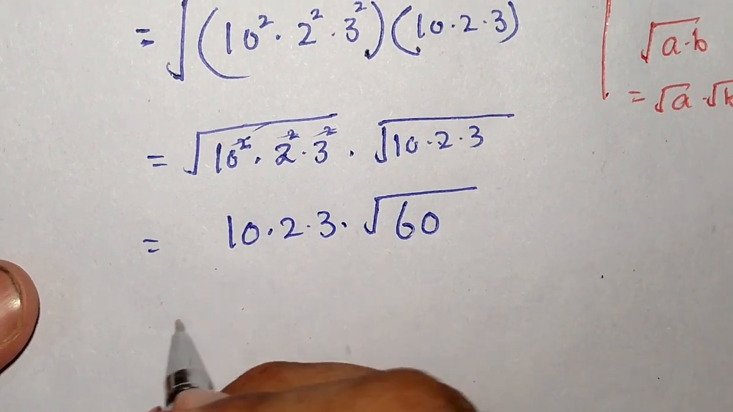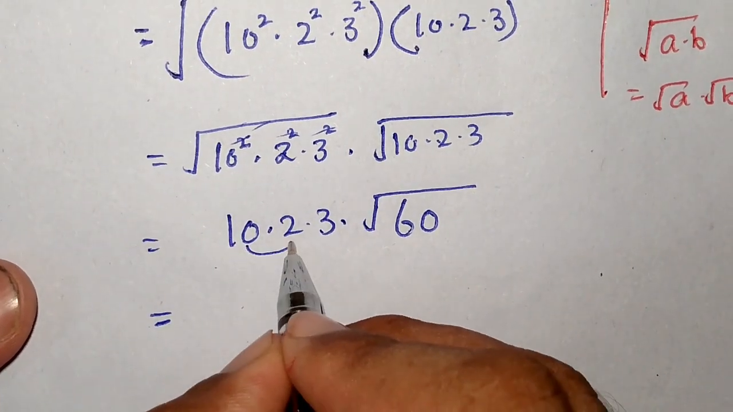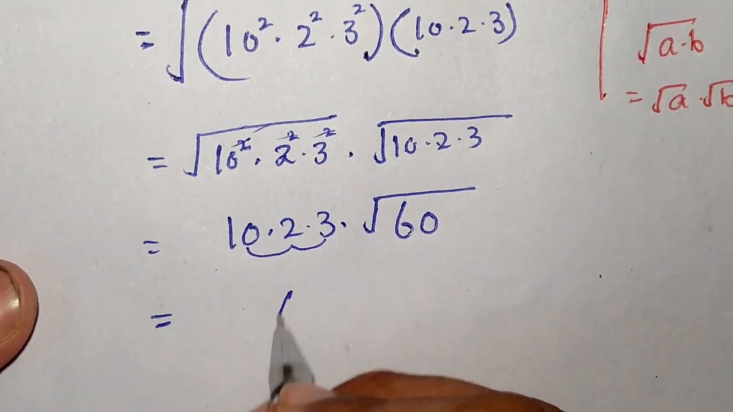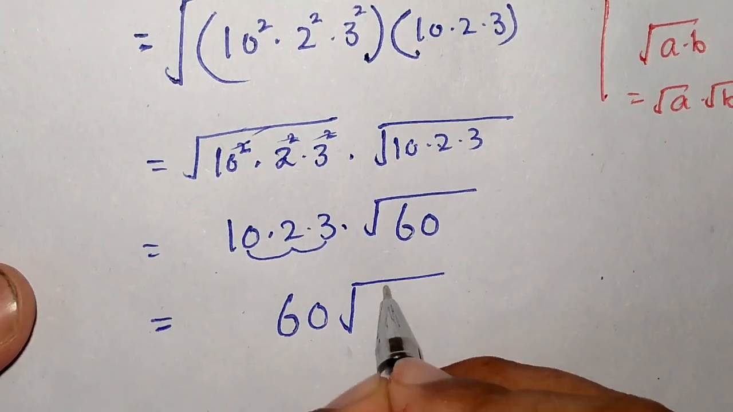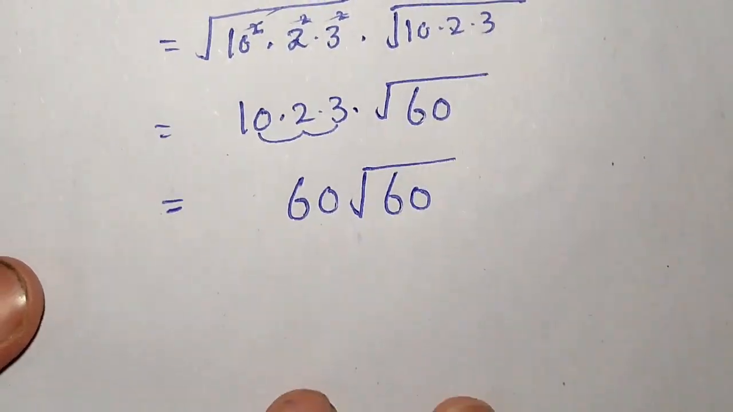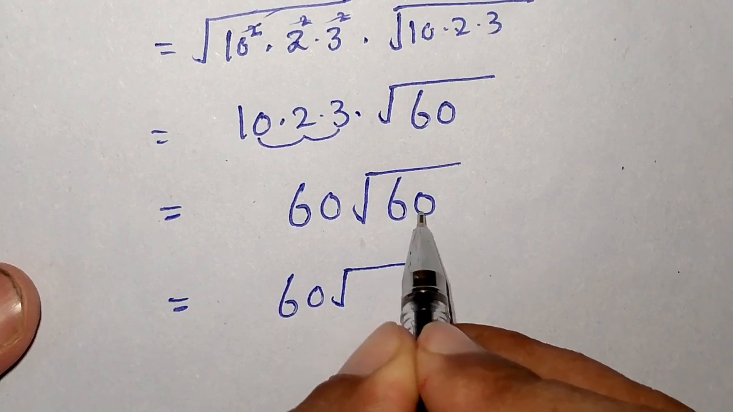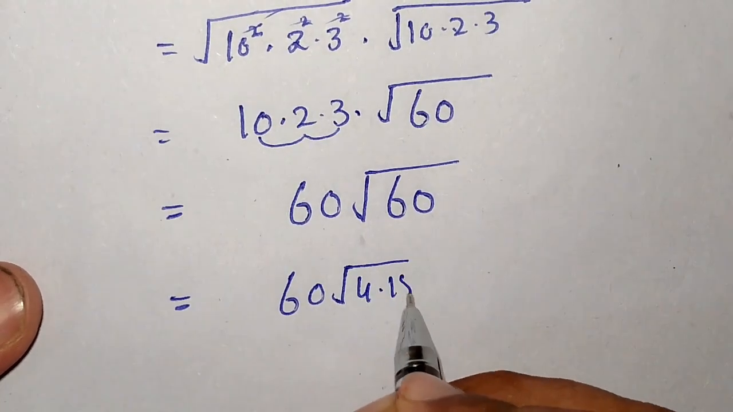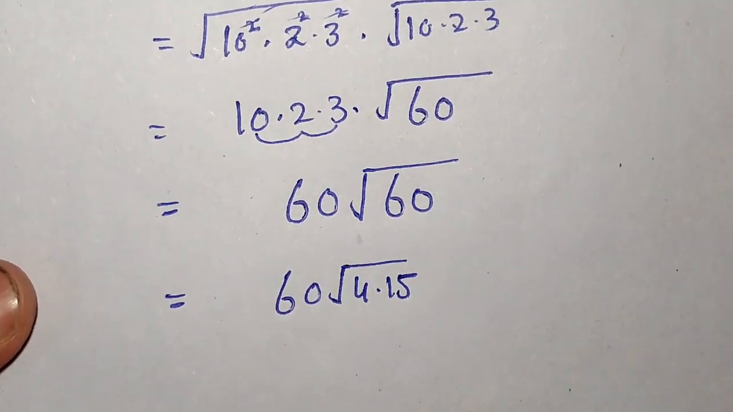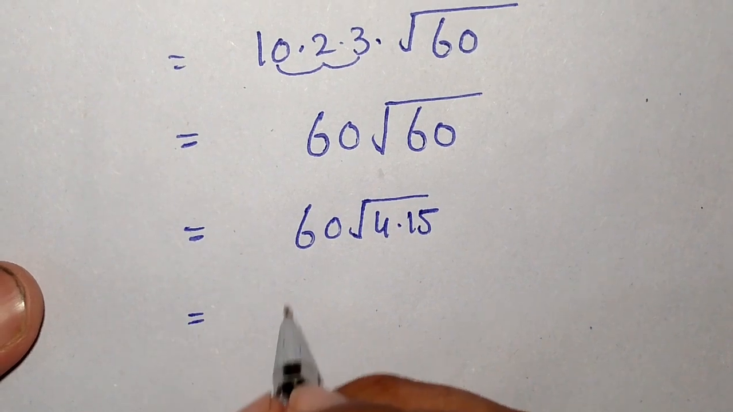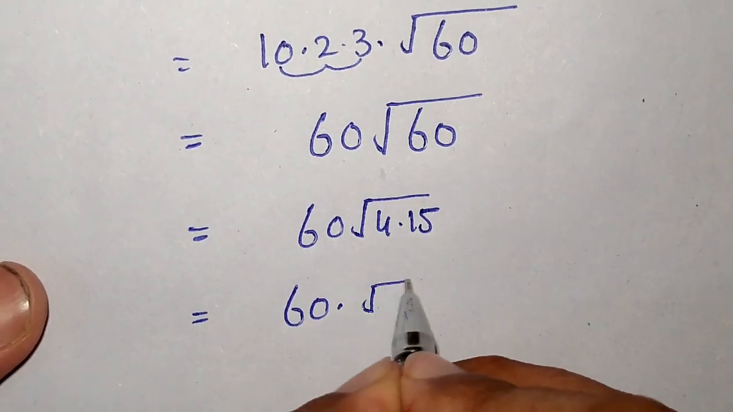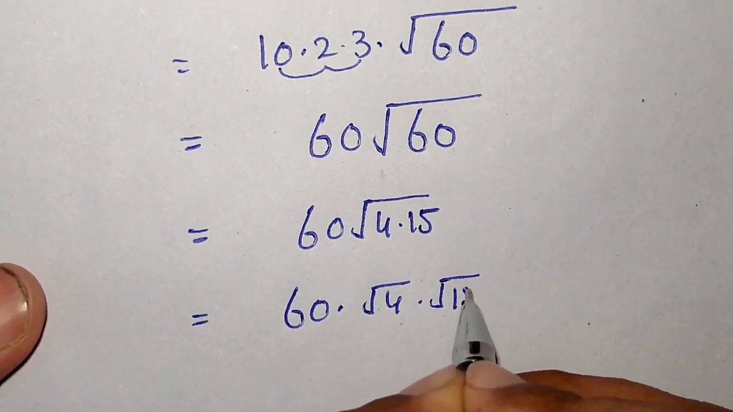Now in the next step, 10 times 2 is equal to 20, 20 times 3 is equal to 60. Square root of 60. Now in the next step, we know that square root of 60 can also be written as 4 times 15, which is equal to 60. Now again, this is in the form of square root of 4 times square root of 15.